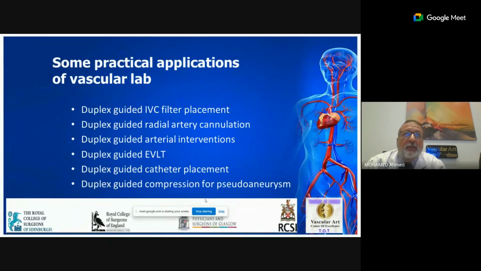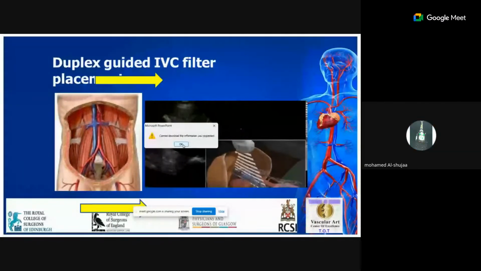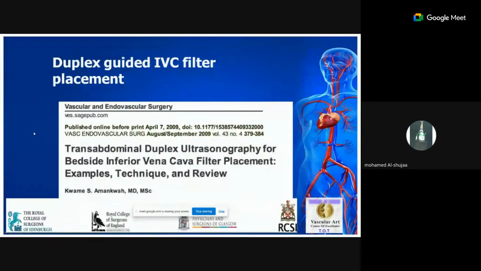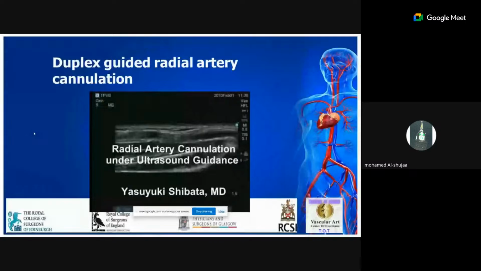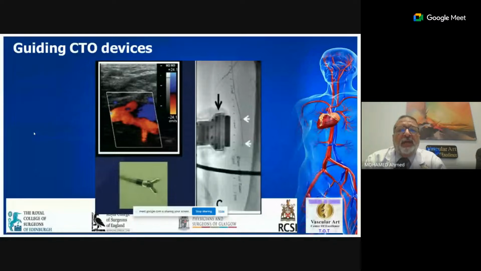Again, duplex guided compression of pseudoaneurysm. So you can see how practical it is. This is a video about how to do IVC deployment. I will put it on the cloud again. And here is the paper for transabdominal duplex ultrasonography for bedside IVC filter placement. So you see the use of the machine while the patient is on the bed. And this is about recannulation, and this is a video about how to do duplex guided intervention.